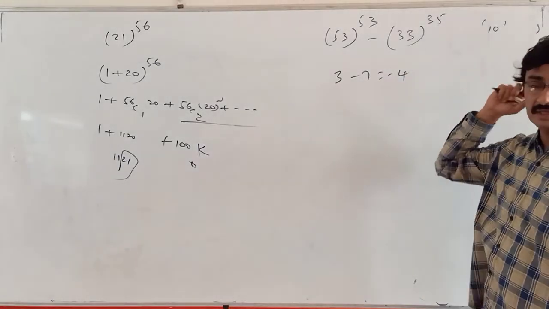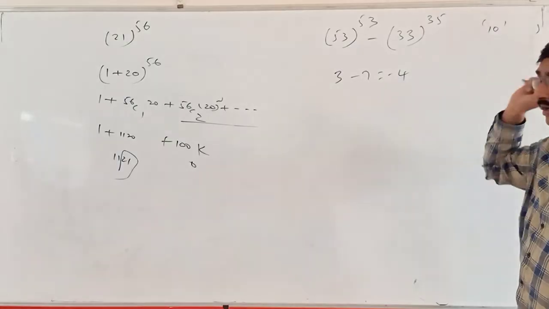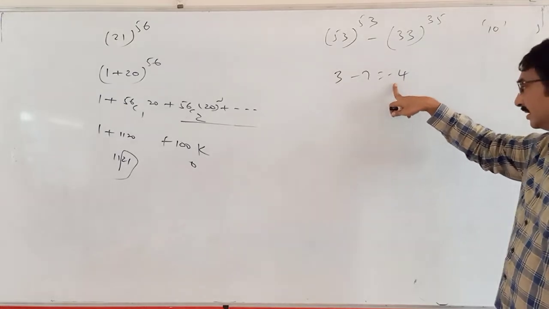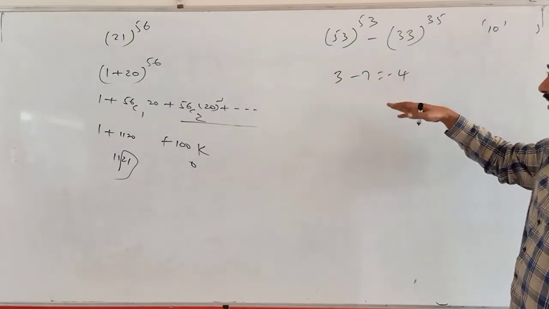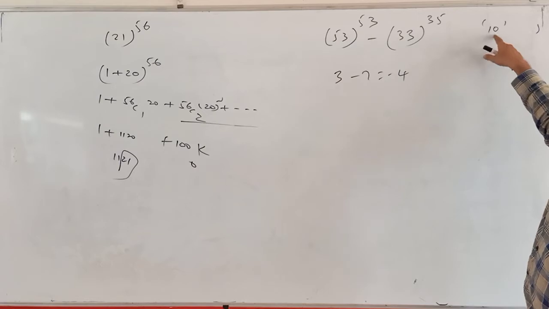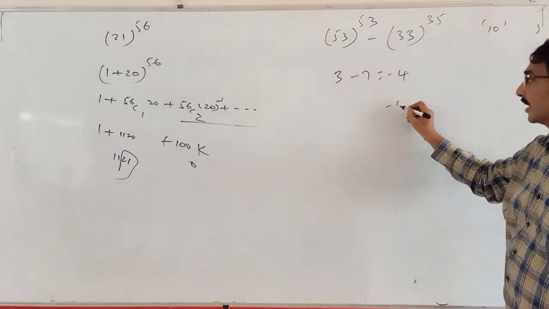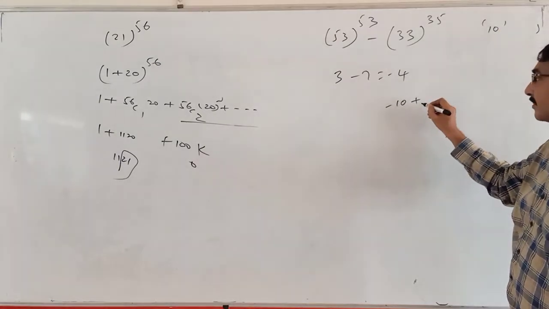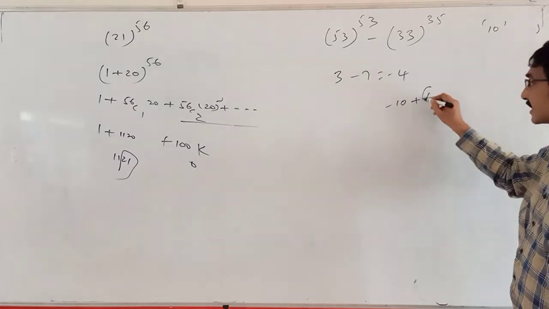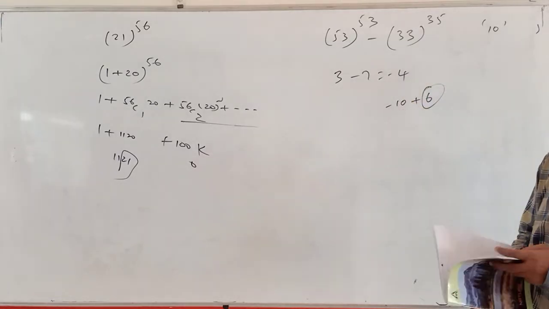27 equals minus 4 in this case, but minus 4 is negative, so it is not a remainder. When we get a negative value, I already explained this in our lecture 10, minus 4 has to be expressed as minus 10 plus 6. Now this 6 is the remainder, not minus 4.